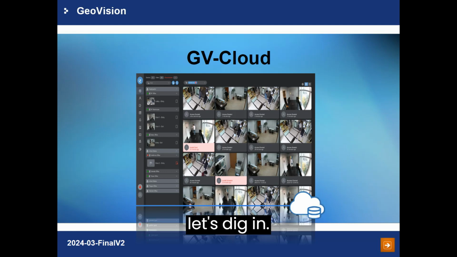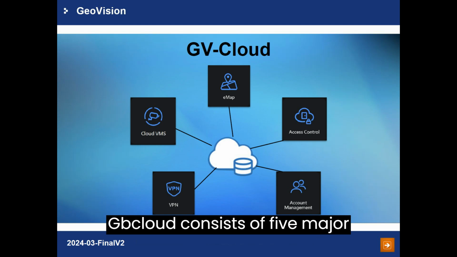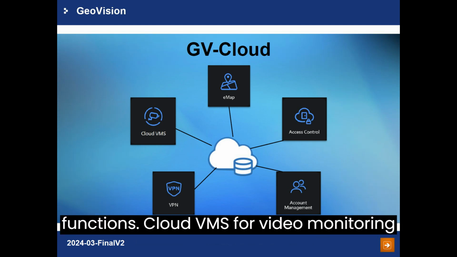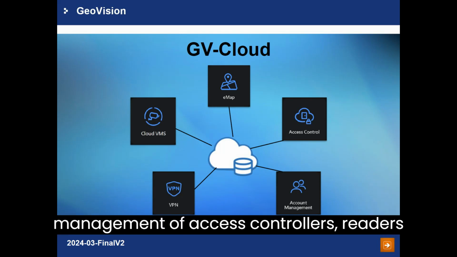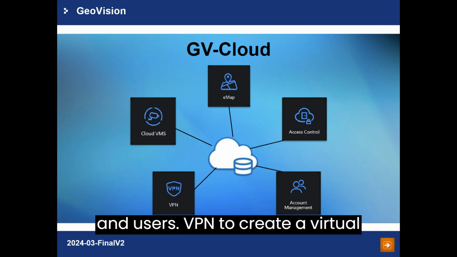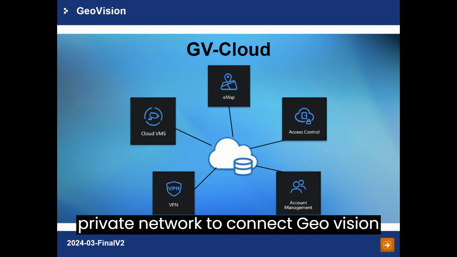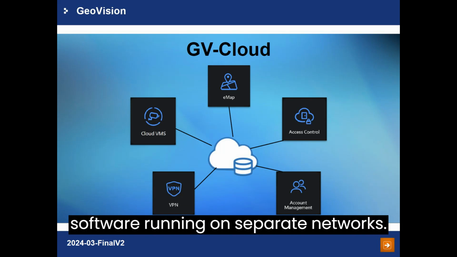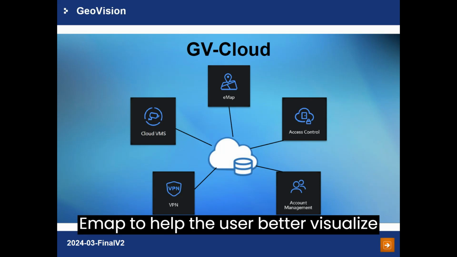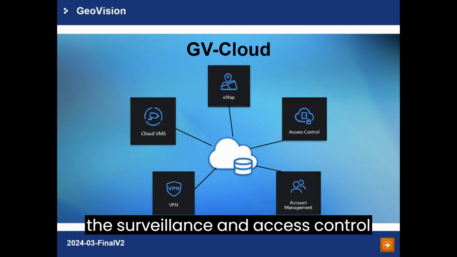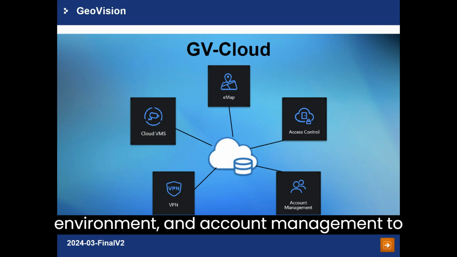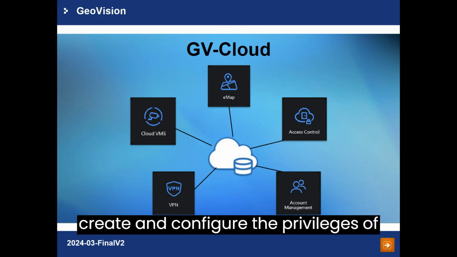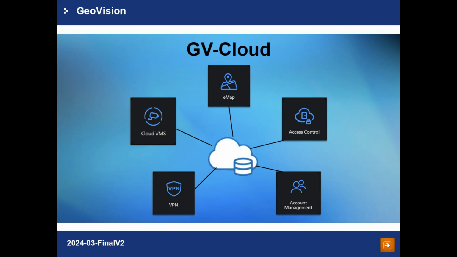So, let's dig in. GV-Cloud consists of 5 major functions: Cloud VMS for video monitoring and playback, access control for management of access controllers, readers and users, VPN to create a virtual private network to connect Geovision software running on separate networks, EMAP to help the user better visualize the surveillance and access control environment, and account management to create and configure the privileges of GV-Cloud users.